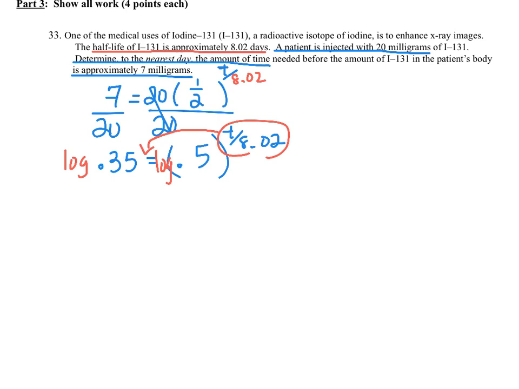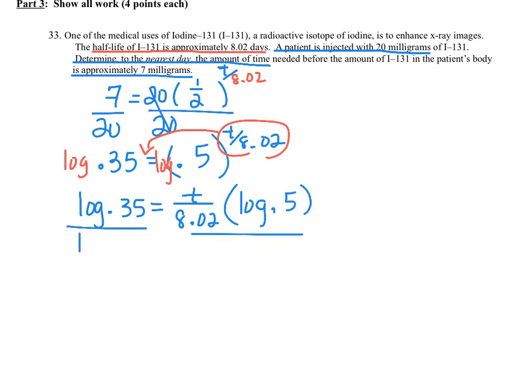All right, now that's pretty nasty looking, so let's make that look a little bit prettier. So I've got the log of 0.35 equals t over 8.02, and that's going to be multiplied by the log of 0.5. All right, so let's try to get that t by itself. So I'm going to divide by the log of 0.5, both sides. Okay, and then from there, I've got the log of 0.35 over the log of 0.5, that whole thing.